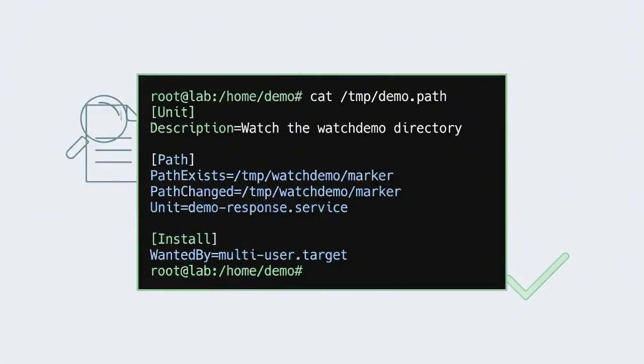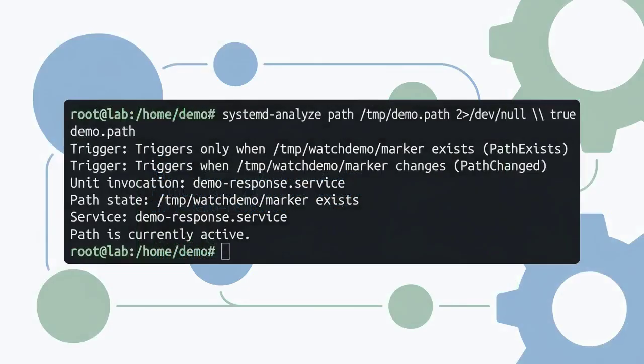This is important because path units have no compile step. Systemd will parse this file at activation time, and any typo in a directive name silently disables that condition. systemd-analyze verify parses the unit without activating it, and reports how each directive would be interpreted. It tells us which file system event triggers which condition and which service would be started, giving us a static validation of the on-disk anatomy we just wrote.